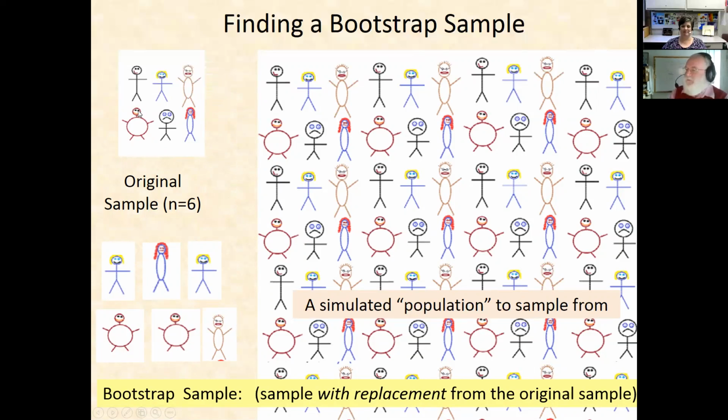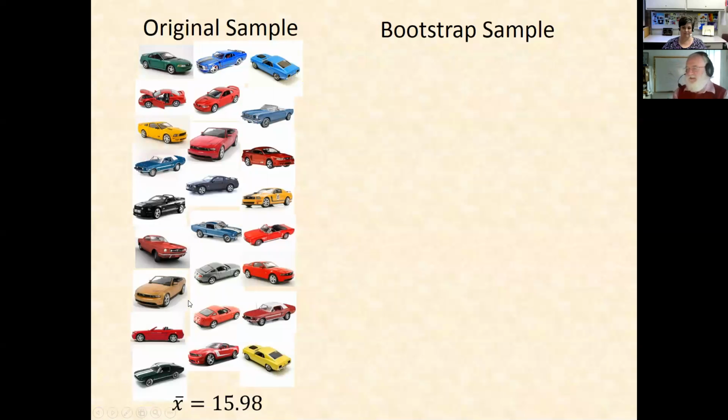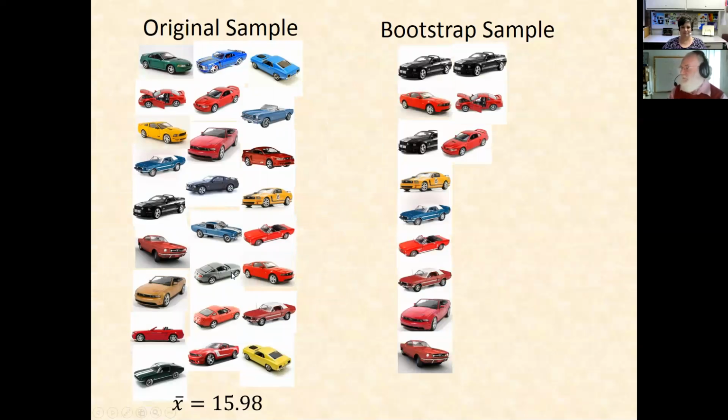And whatever statistic we may have calculated in the original sample, we can calculate that same statistic on this sample here. So that's the basic idea of how bootstrapping works: sample with replacement from the original sample to generate a bootstrap sample and then calculate our statistic from that sample. So if we apply that to the cars, here's our 25 cars with a mean of 15.98. And so I'll randomly sample 25 cars with replacement.